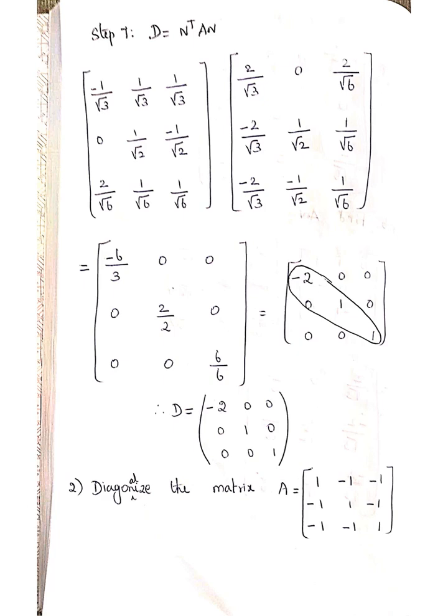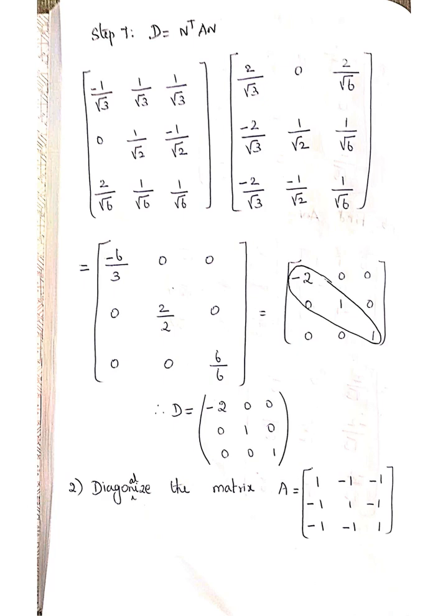Step 2 is to find the characteristic equation. The third step is to find the eigenvalues. The fourth step is to find the eigenvectors. The fifth step is to find the normalized matrix, which is called N. The sixth step is to find the normalized matrix transpose, which is called N transpose. Then find the value of A into N. A into N is nothing but the given matrix times the normalized matrix. And finally, the diagonalization should be N transpose into AN.